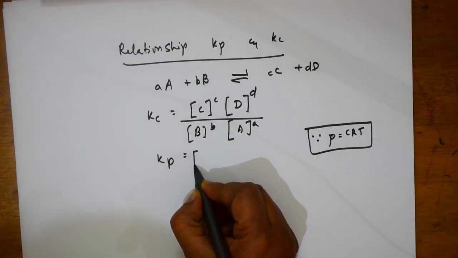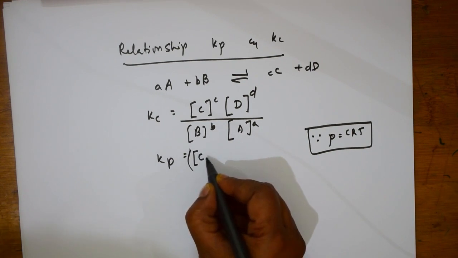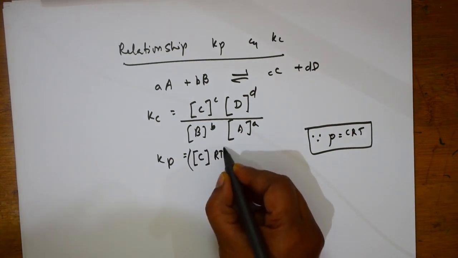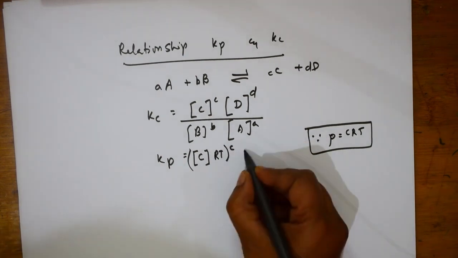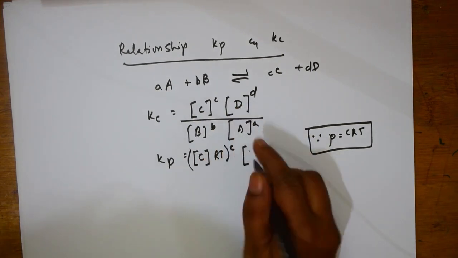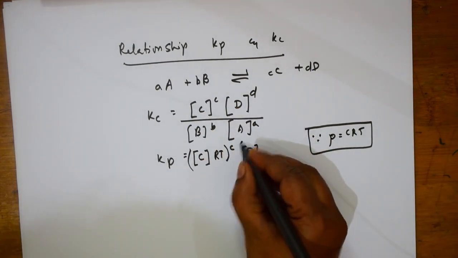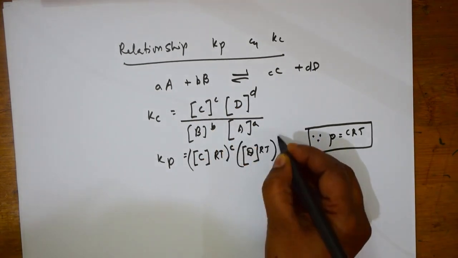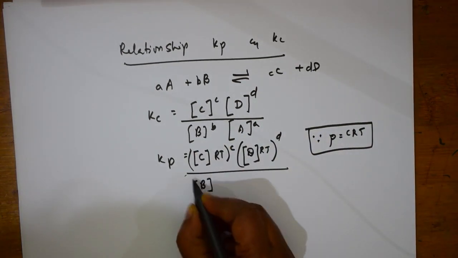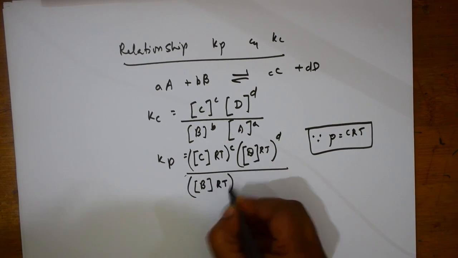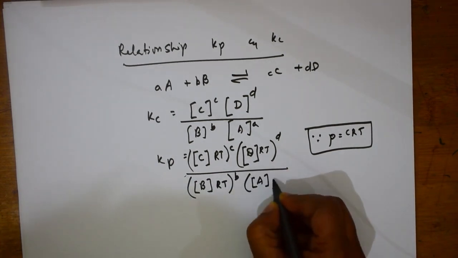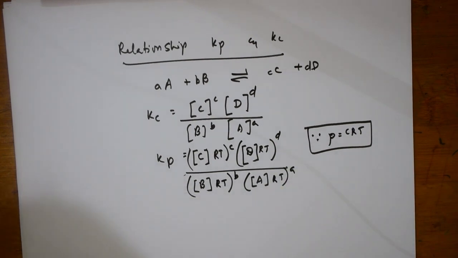The molar concentration. Okay, let me put this C as a square bracket, [C](RT) raised to the power of c. Next one, D, because this C is this. Now [D](RT) raised to the power of d, divided by, this becomes capital B, close bracket, (RT) raised to the power of b. This becomes capital A, (RT) raised to the power of a.